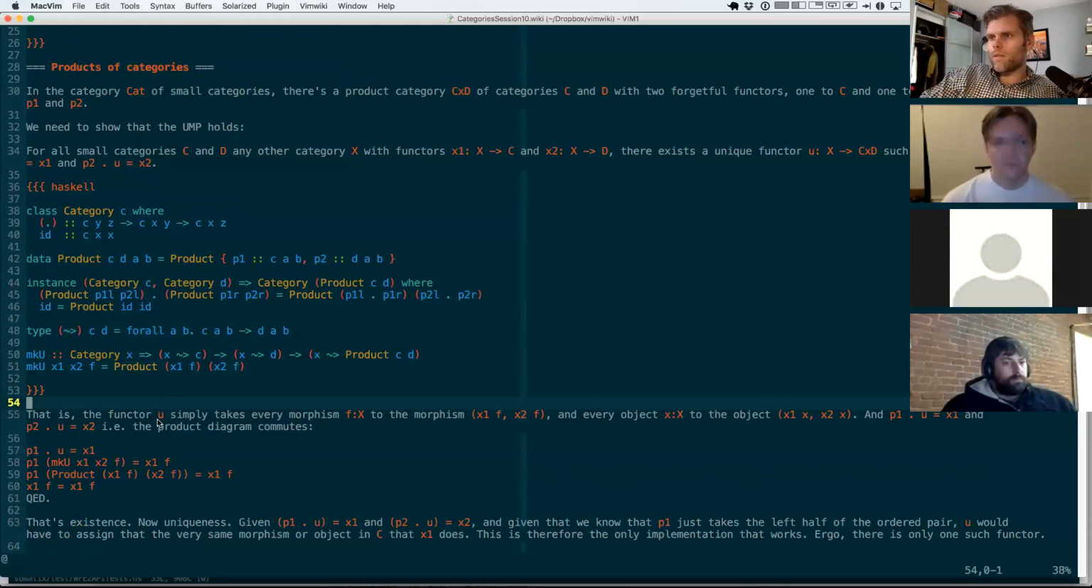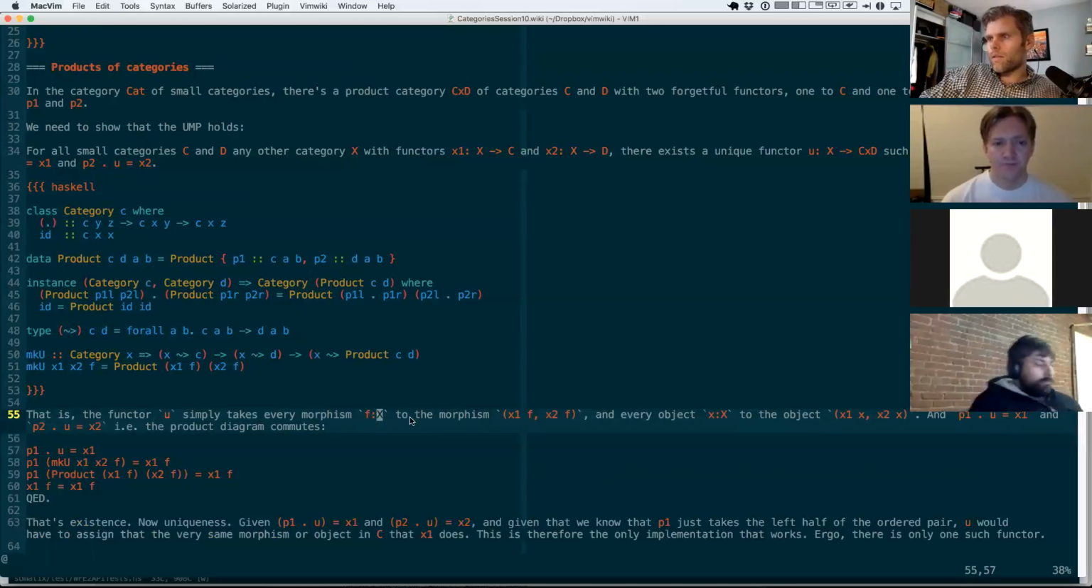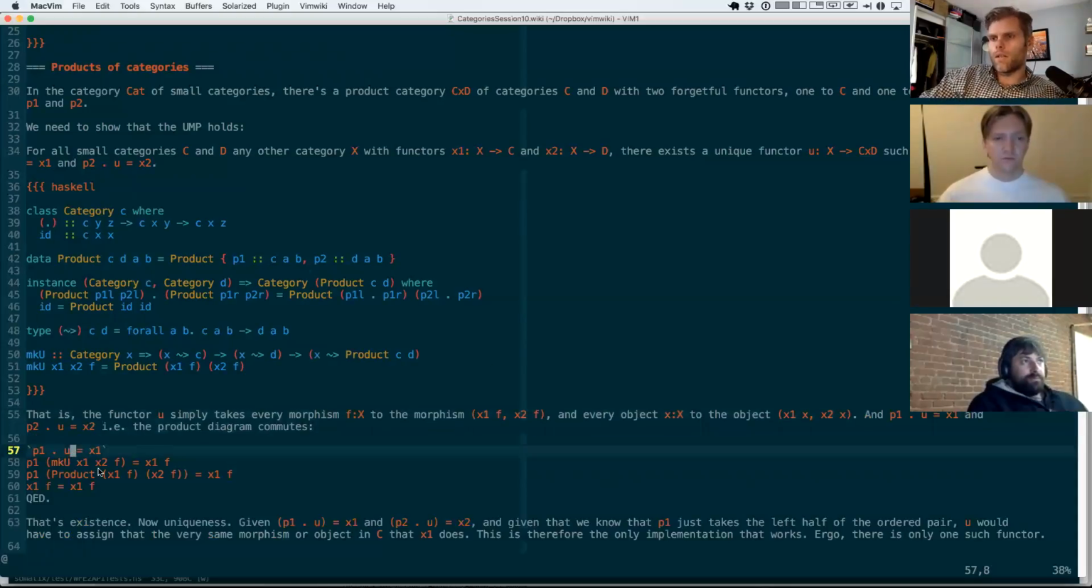So in English, that states that the functor U simply takes every morphism F in the category X to the morphism x1 of F paired with x2 of F. There are these two functors, so F is sent across those two functors to the categories C and D. And then it takes every object X in X to the object under these two functors pairwise. And then these things hold. That is, it makes the product diagram commute, that U is in this relationship with P1 and P2, and I show that here.